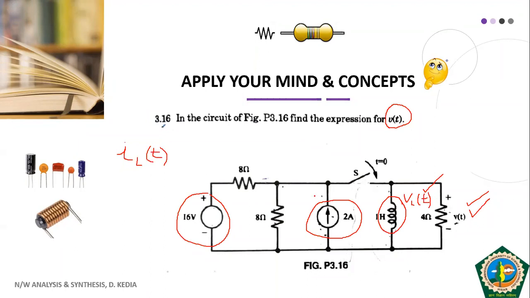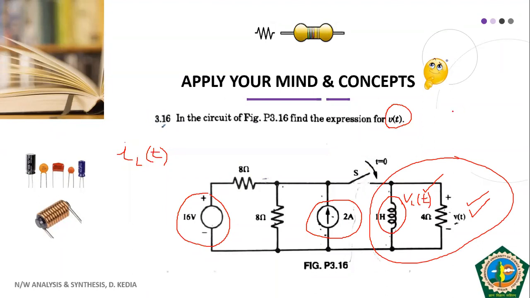So before we move further, let us analyze the initial condition. So dear students, for t less than 0, the switch is open. So that means this inductor is out of the circuit. It is not connected with either the current source or the voltage source.